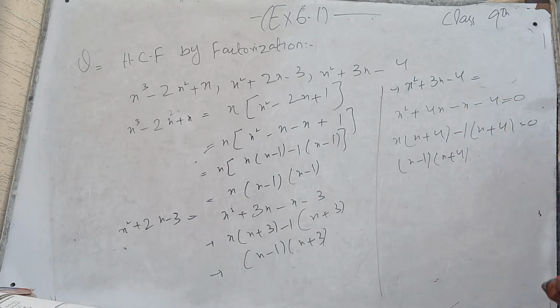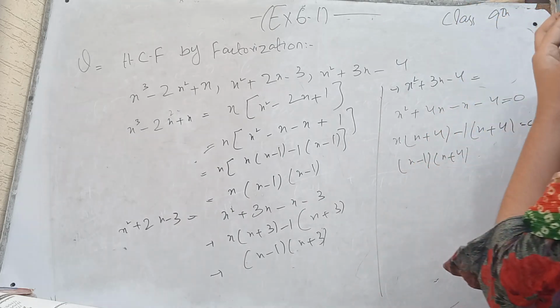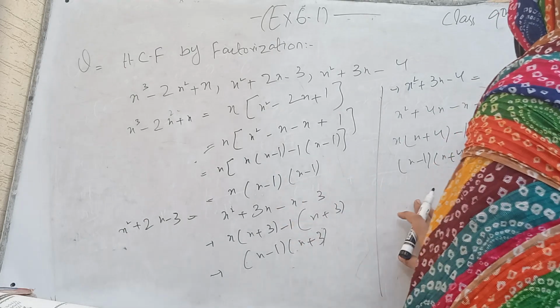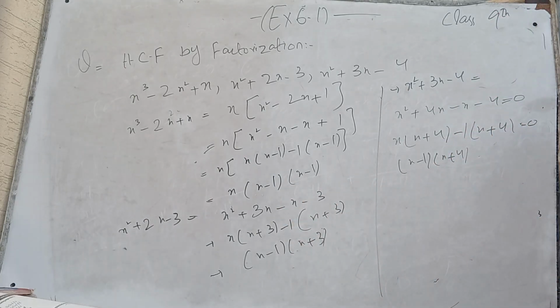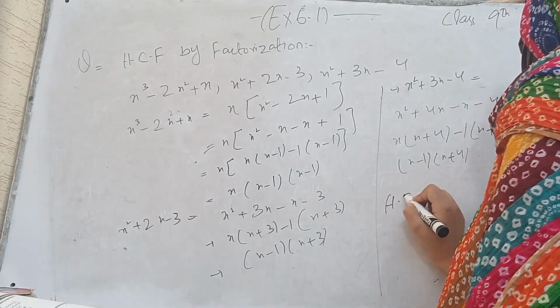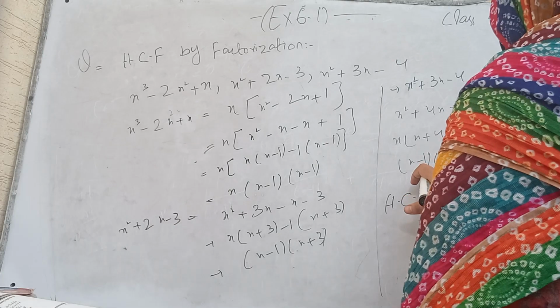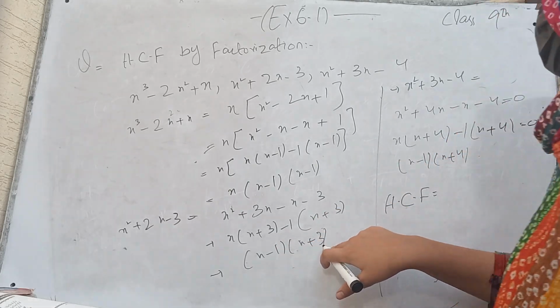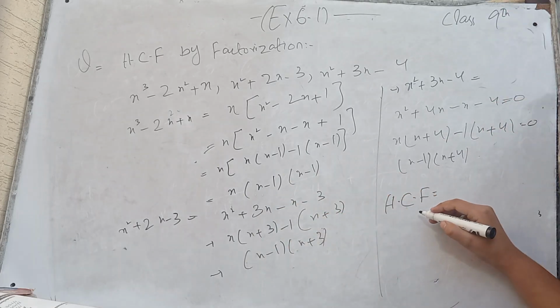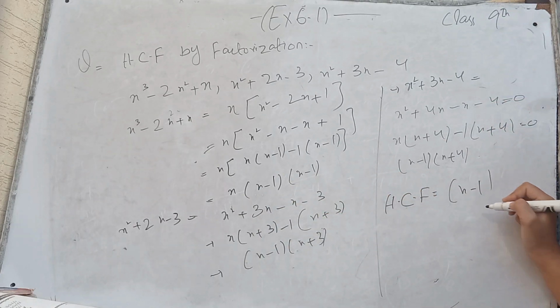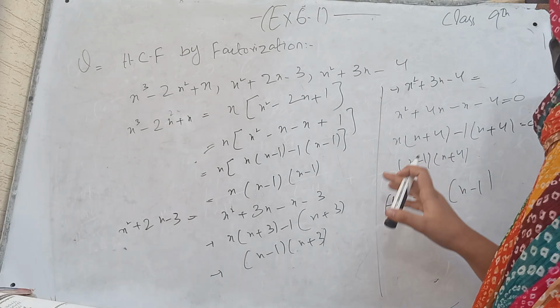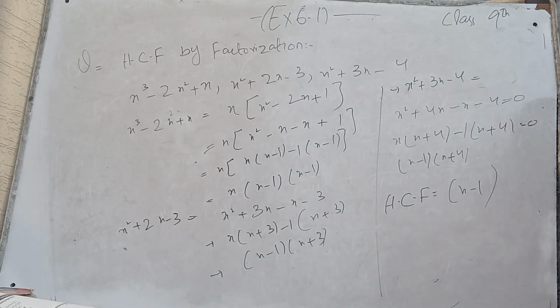So in these three quadratic equations, when we solve them, the six factors are x minus 1 and x plus 4, x minus 1 and x plus 3, x minus 1 and x minus 1. So the highest common factor is x minus 1. In the three quadratic equations, x minus 1 is common, and this is the highest common factor, equal to x minus 1.